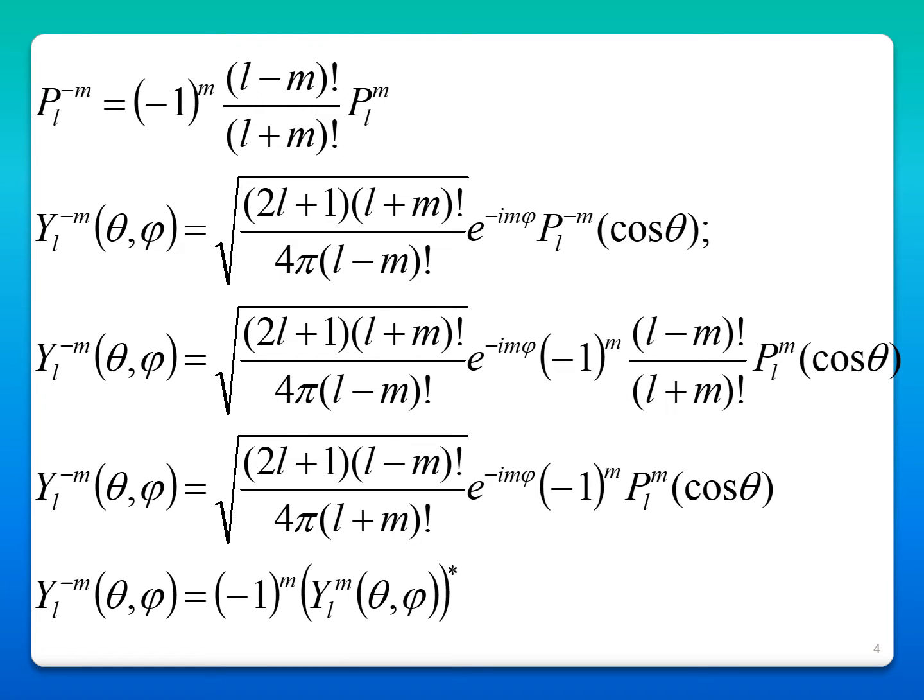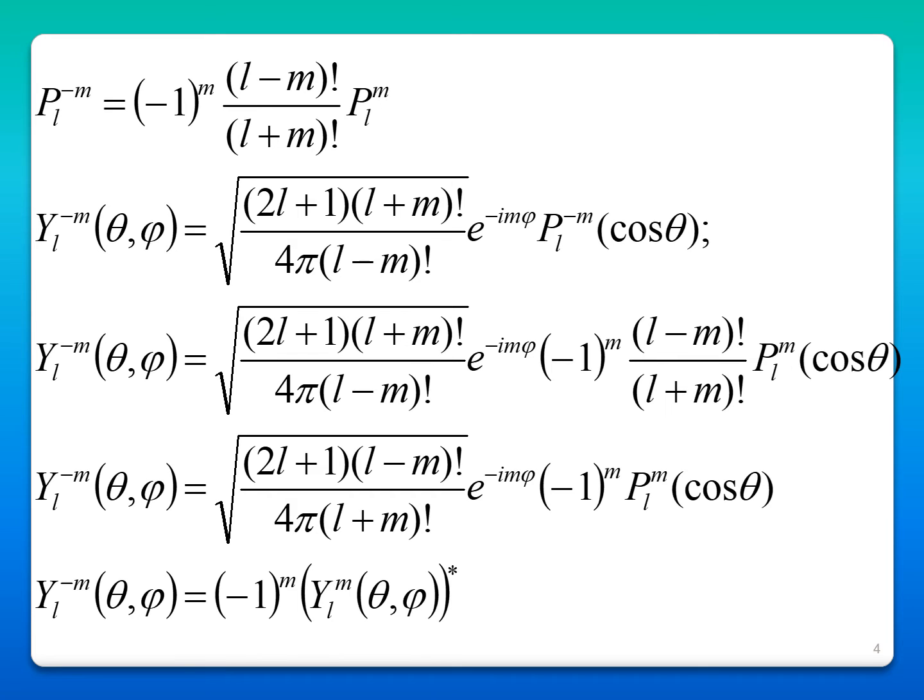In some cases, that is if l is more than 1, m also takes plus and minus values. So for the negative value, P_l of minus m is equal to minus 1 whole power m, (l minus m) factorial divided by (l plus m) factorial, P_lm. If you substitute this value, you can find Y_l of minus m of theta and phi. If you take Y_lm of theta and phi and substitute minus m instead of m, then you can get this equation.